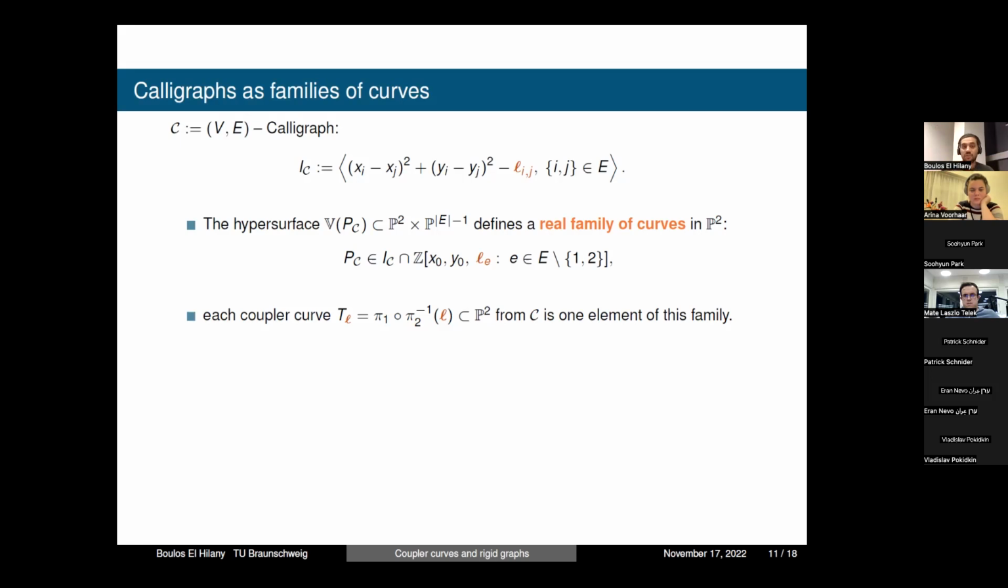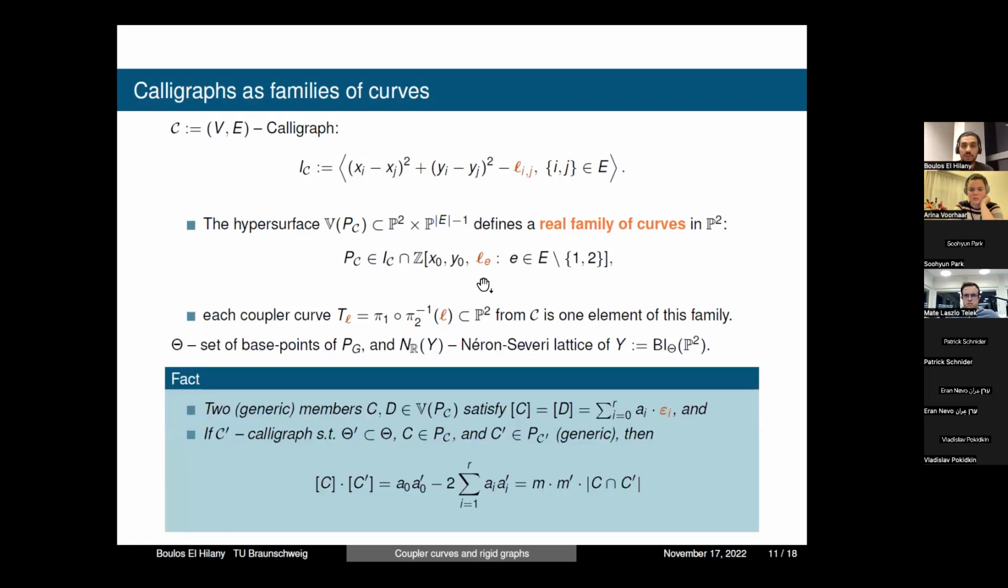it is expected for each calligraph to have a family of those curves that is given by this linear system where I just move the edge. And so the fact is that if I have a set of base points of my polynomial PG, and I look at the Néron-Severi lattice that corresponds to this blow up, where I choose my points to blow up as the base points of this series. So base points: if I have a family of curves and all of them pass through the same point, then this is a base point.